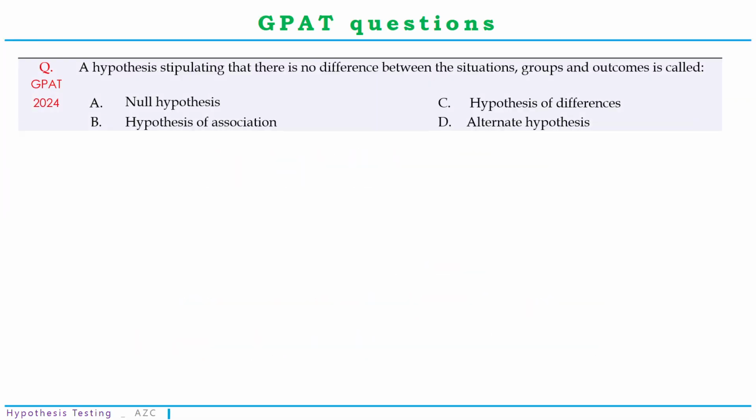Multiple choice question asked in competitive examination. A hypothesis stipulating that there is no difference between the situations, groups, and outcomes is called? The right option is null hypothesis.